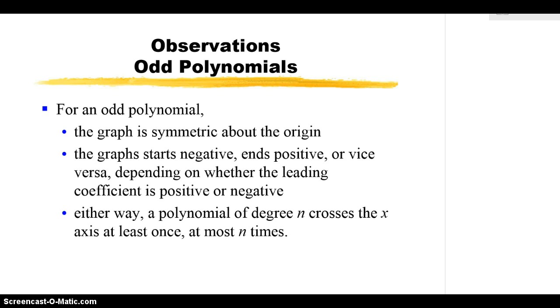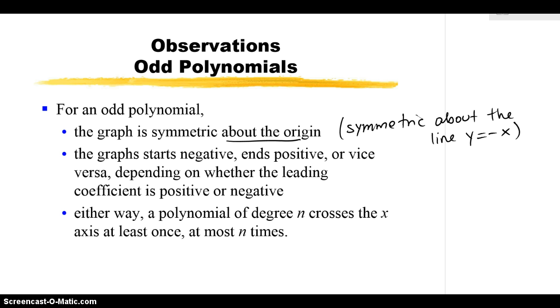So what we could summarize here, our observations from all these graphs, is that for an odd polynomial, the graph is symmetric about the origin. That's what it means to say symmetric about the origin. It's the same thing to say those two terms. About the origin is the same as saying symmetric about the line y equals negative x that I was drawing in for you.